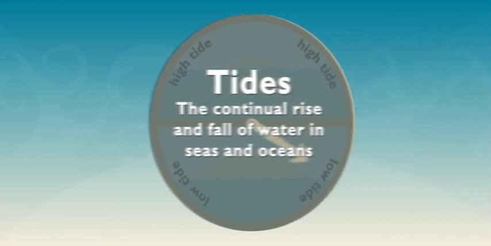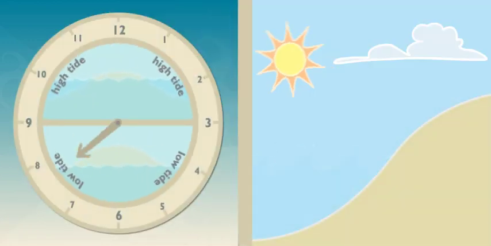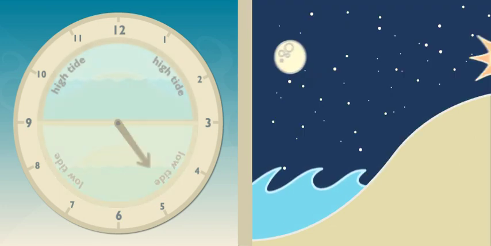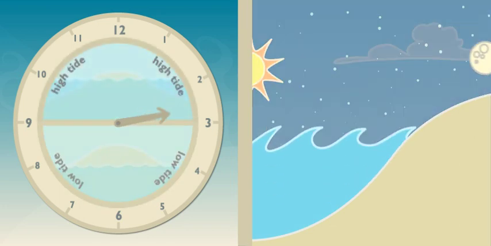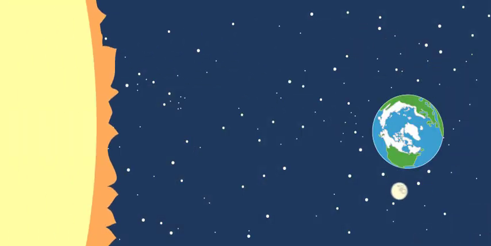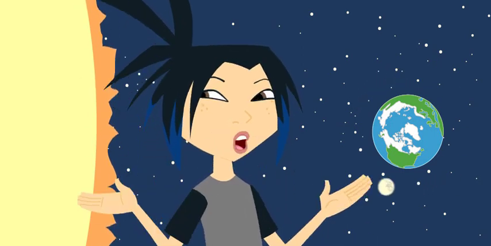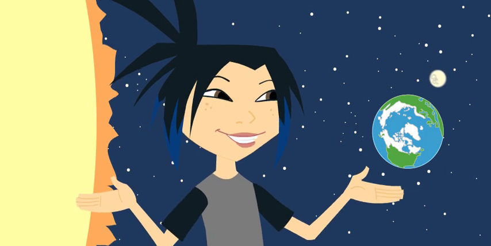Not really. The tides are the continual rise and fall of water in seas and oceans. There are 2 cycles of high-low tides for every 24-hour period. I don't get how the ocean fills up with more water. Where does it all come from? It doesn't fill up, Zoe. It's pulled. Tides are caused by the gravitational pull of the sun and moon on the Earth as it rotates.